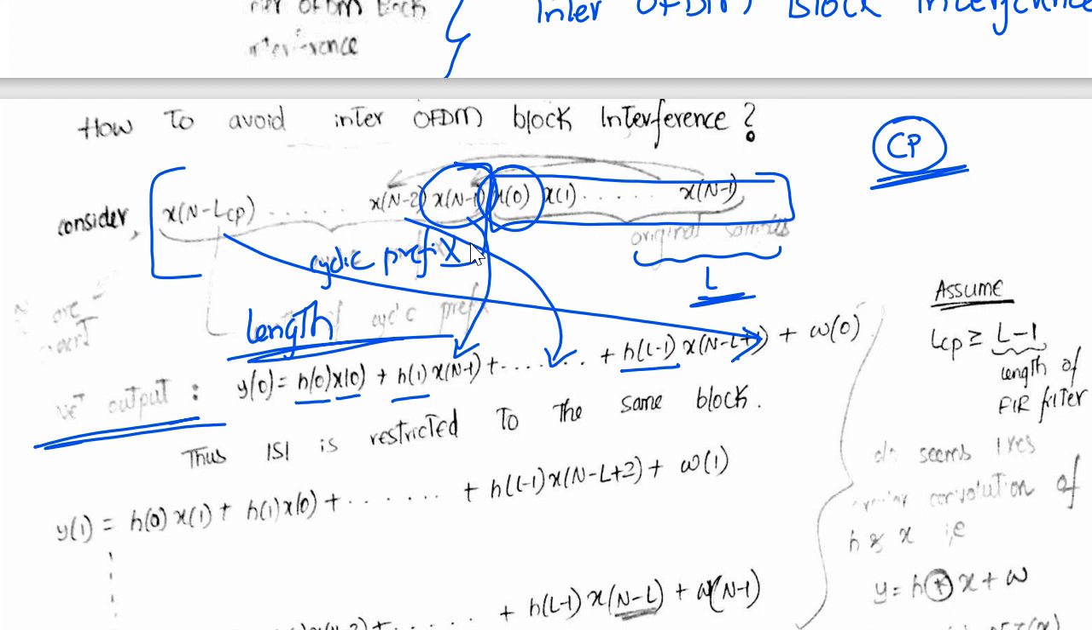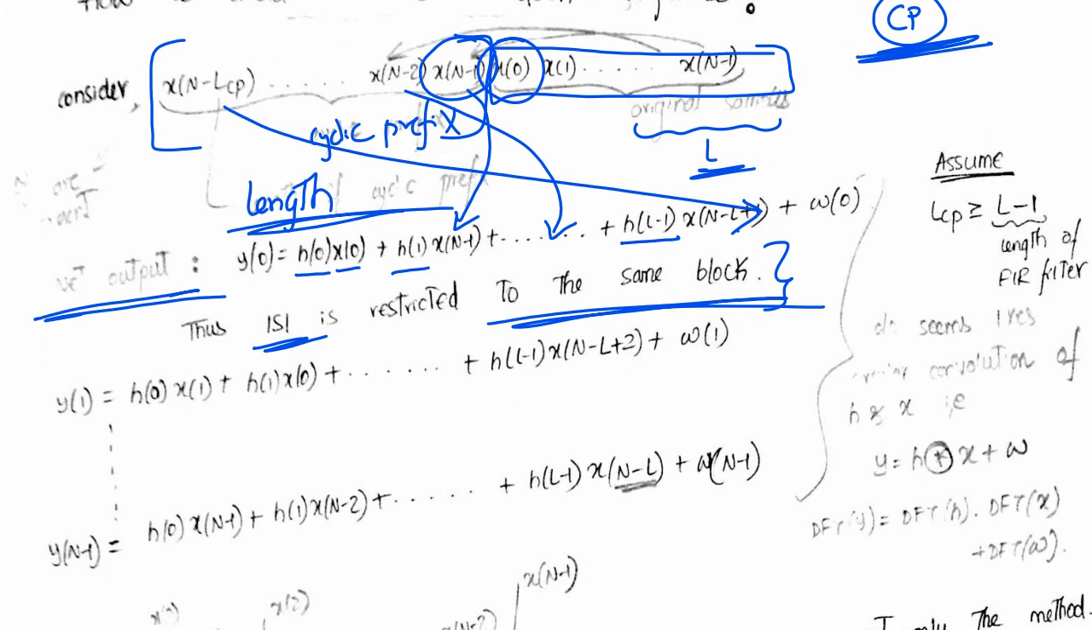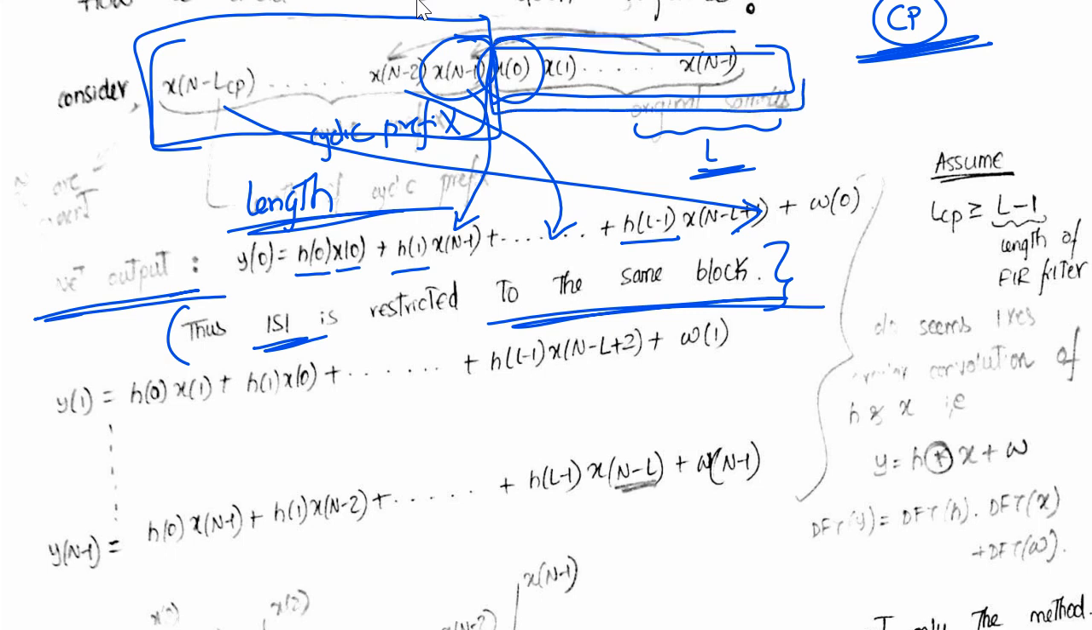So now we are restricting the ISI to the same block. By introducing the CP, we had some disadvantages, which I have also spoken about in earlier videos. Considering that, the ISI is restricted to the same block, and anyway at the receiver we are going to eliminate this much cyclic prefix, right? We will eliminate this because it is affected by interference. Then we will only take these N samples and proceed for our further processing.